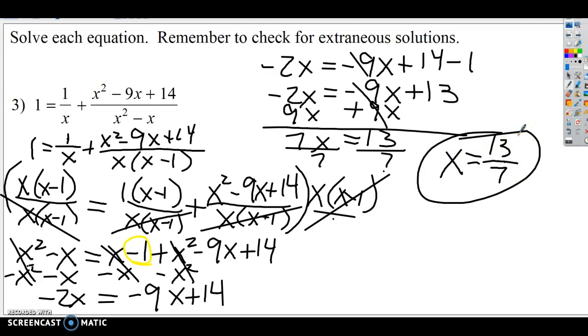So again, I apologize for my poor writing skills. I write better on paper or the board, but writing on the computer is still kind of new to me. So you'd have to go back, plug this in, make sure it's not an extraneous solution. If you plug it into the denominator and it doesn't equal 0, most of the time you're pretty good.